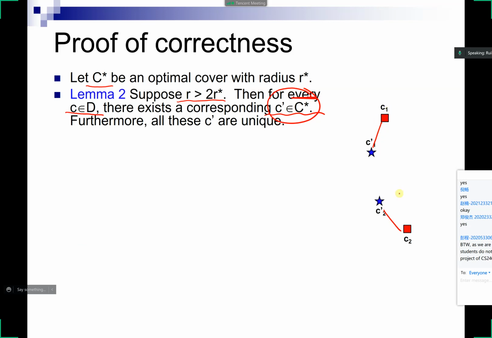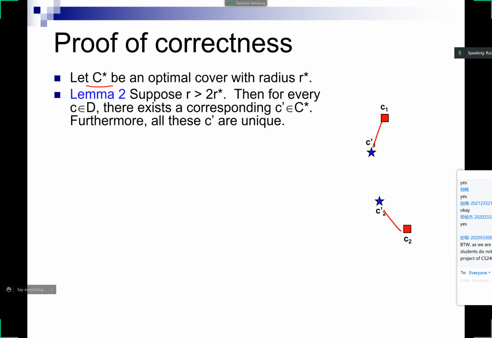Because for every D point you have a unique C star point which corresponds to that D point. But now that would be a contradiction, because we have k plus 1 points in D, but we only have k points in C star, because C star is a k cover, so there are only k points in there. So if you assume that our radius is more than twice the optimal radius, then you get this conclusion, but this would be a contradiction. So that's ultimately going to be our proof.